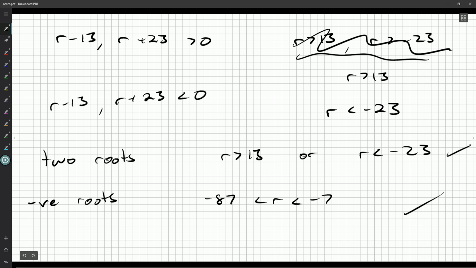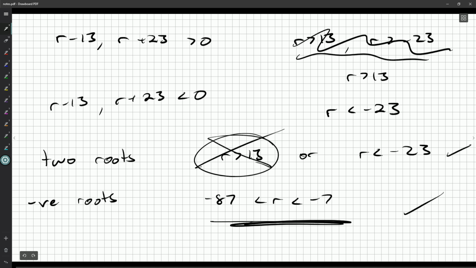So you have to ask yourself, my r has to be in here. Can I still have r be greater than 13? No, that's impossible. But there are some r's in this range that also satisfy r being less than negative 23. So we're just going to combine these two inequalities. Some of the r's, like r being negative 8, won't work. And if we wanted to, we could double check that.